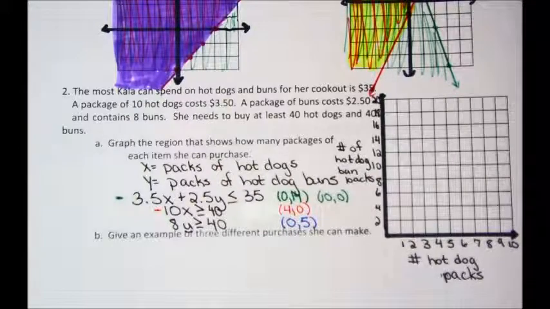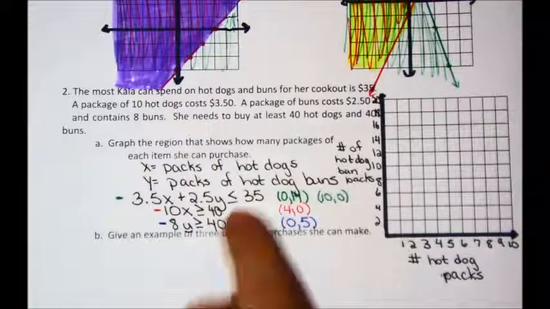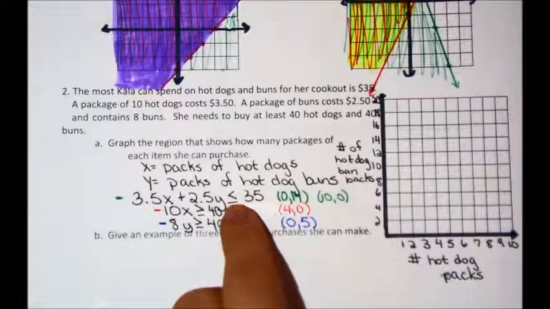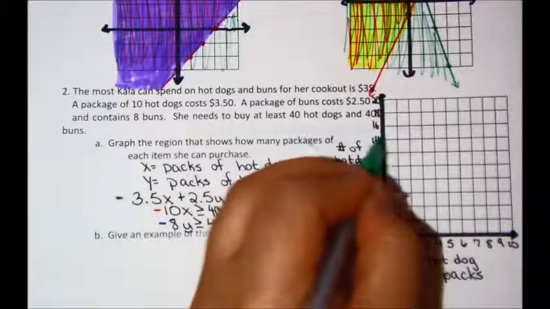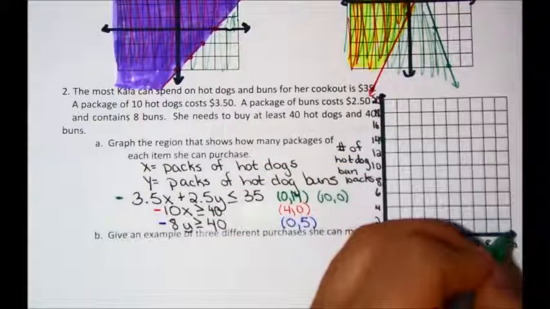The second equation will be graphed in red, and the third equation will graph in blue. Equation number 1. We already have 2 points, so we can just go ahead and plot our 2 points and draw our line. I know that it'll be a solid line because it's an equal to: (0, 14) and (10, 0).